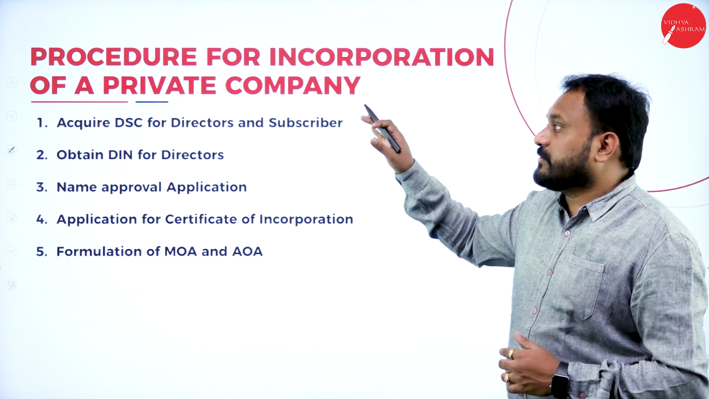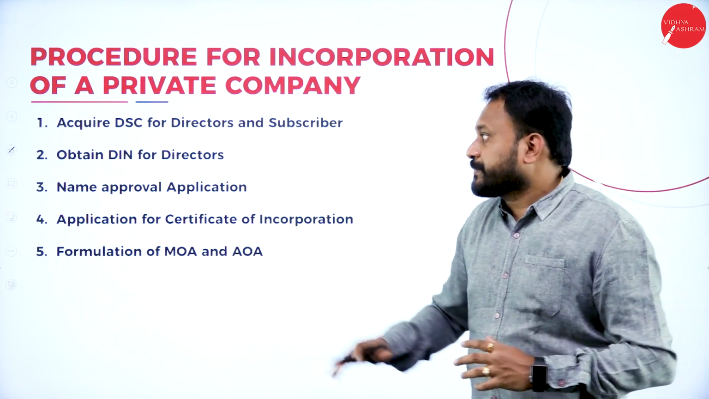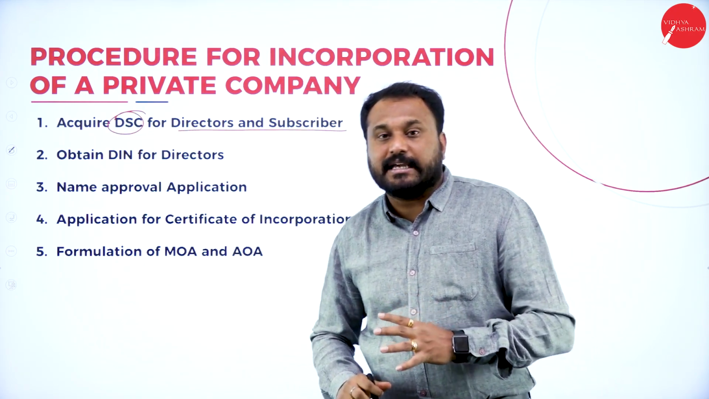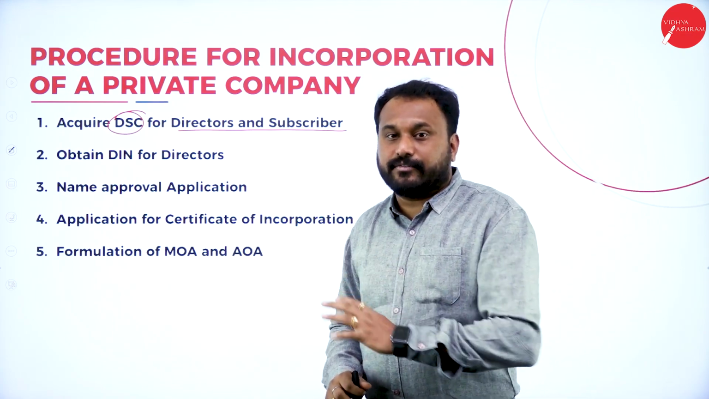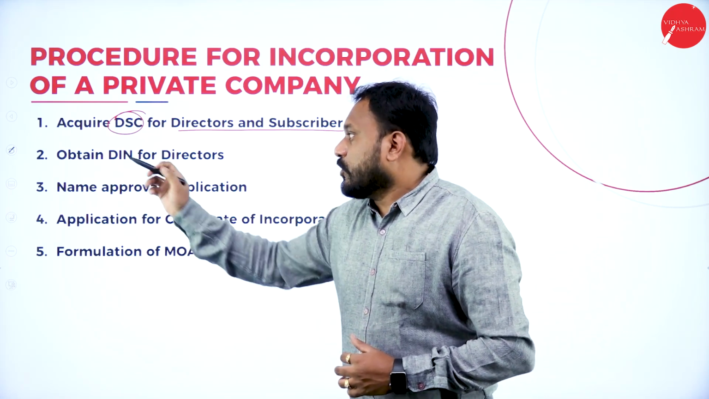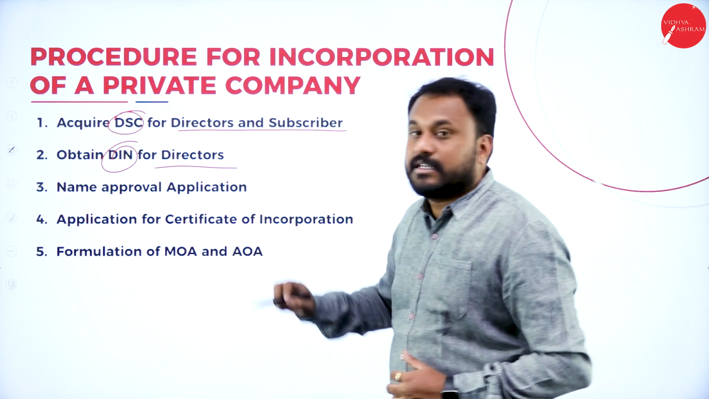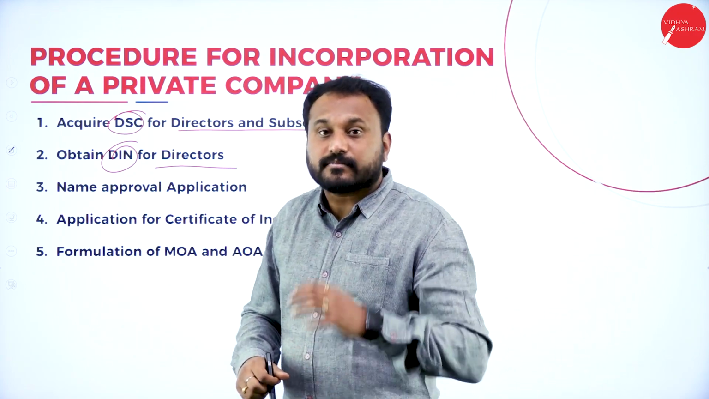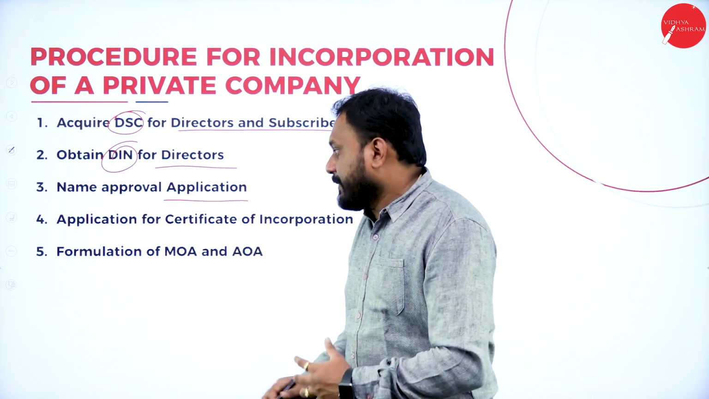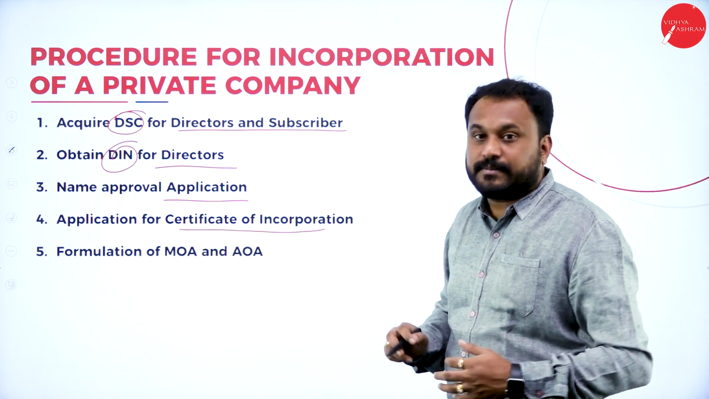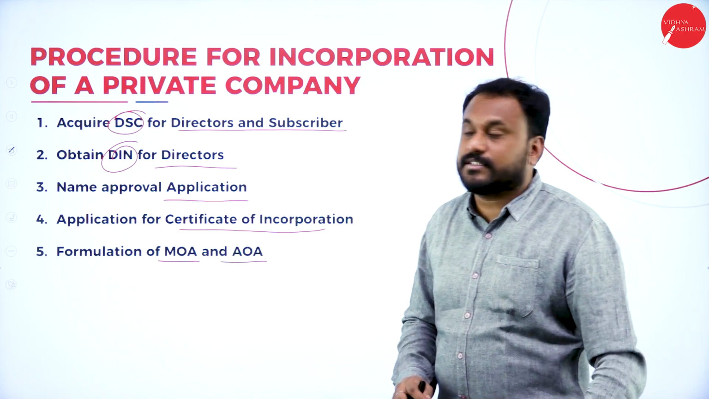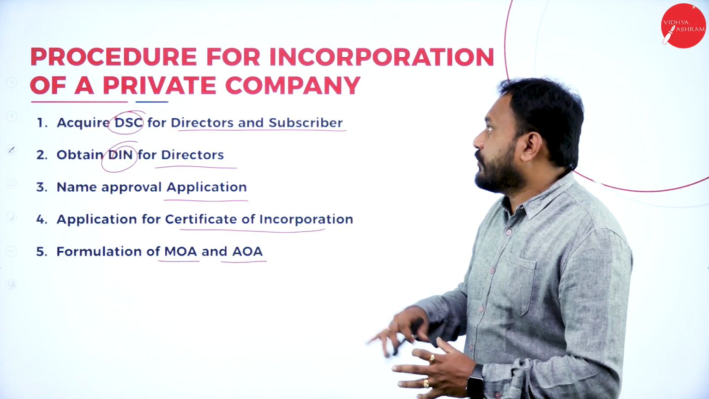Now the procedure for incorporation of a private company. Now how incorporation will happen for a private company, understand this. Acquiring DSC for directors and subscribers. Now what is DSC? Digital signature certificate. Now you don't have a written signature, you have a digital signature certificate. Obtain DIN for directors. DIN in the sense of director identification number. Name approval application. Next is application for certificate of incorporation, and the last one is formulation of memorandum of association and articles of association. So this is how a private company will go for incorporation.